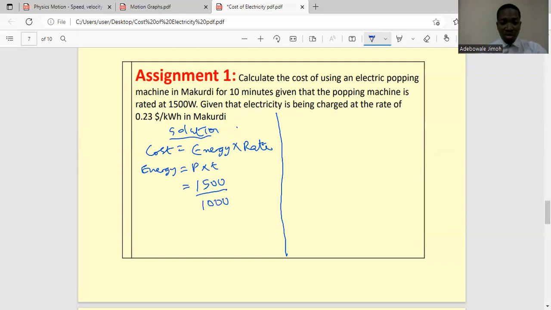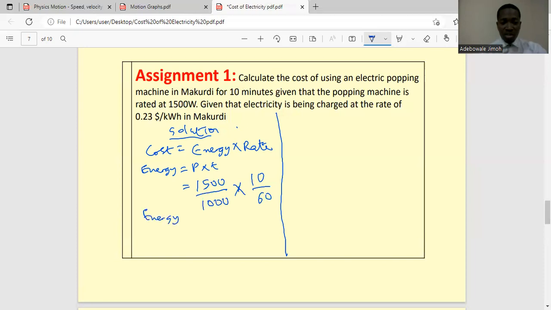Multiply by time. What is our time here? Our time here is 10 minutes. You have to convert these minutes to hours by dividing by 60. So you have 10 divided by 60. If we evaluate this, you get the energy.